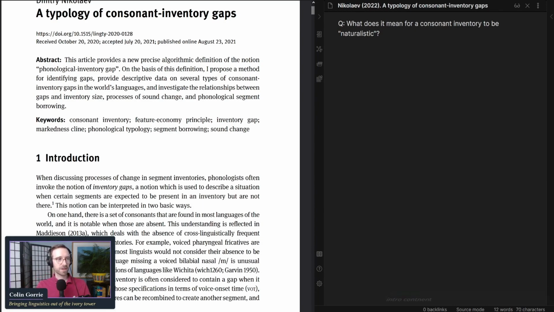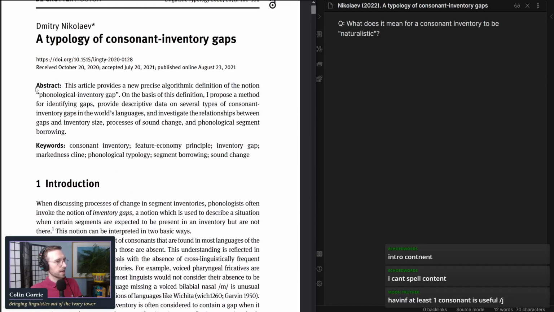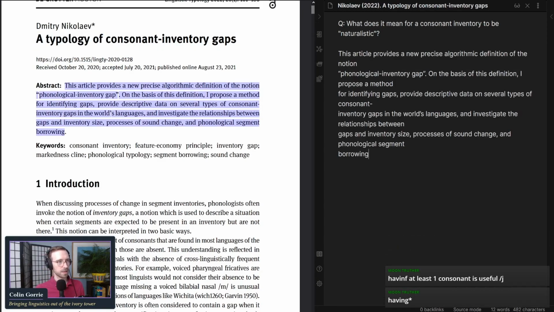All right, so what does it mean for a consonant inventory to be naturalistic? And we may find something interesting about this in this paper. Okay, so first thing we do, reading a paper, we want to look at the abstract if it's there. And this is supposed to give us the gist of the paper. What is the most important thing in the paper? I think it's worth us copying this over into our notes.